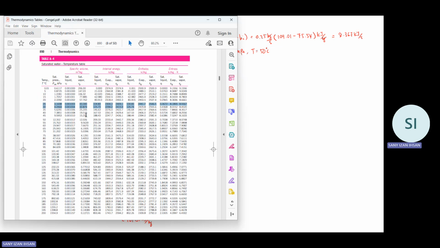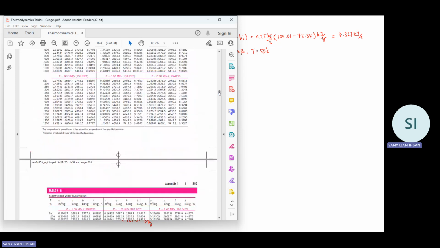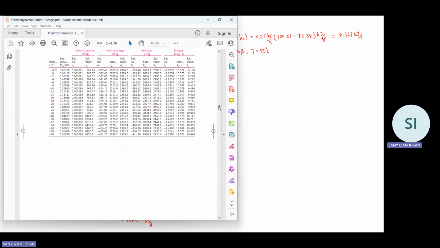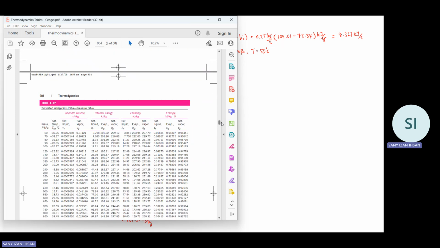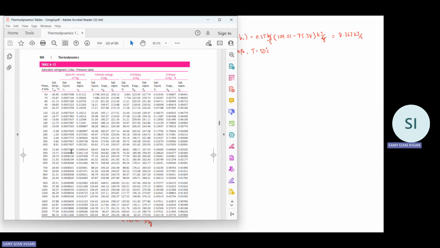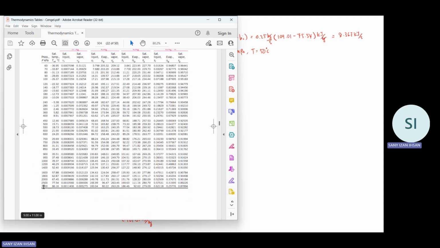We have to go to refrigerant. Let's go to the saturated refrigerant table, which is given for pressure. Let's go with the pressure, A12. 1.2 megapascal is this one, and you can see that the saturated temperature is 46.29. And ours is 50.